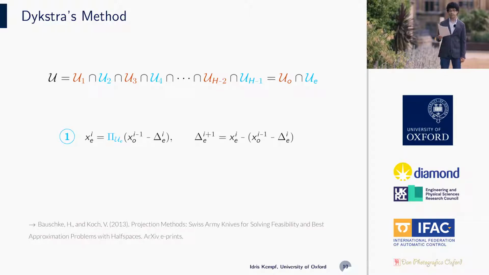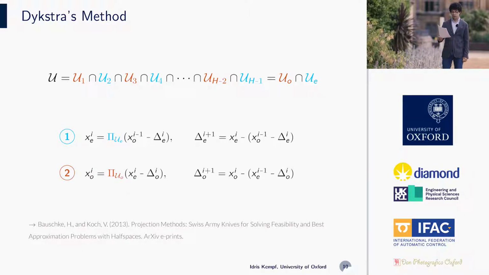We first project onto U even and save the difference between the obtained point and the argument of the projection into delta even. We take the obtained point, subtract the last difference from the projection onto U odd, and project it onto U odd. As we are progressing, our iterate will approach the orthogonal projection onto the intersection of U odd and U even, our input rate and amplitude constraint set.